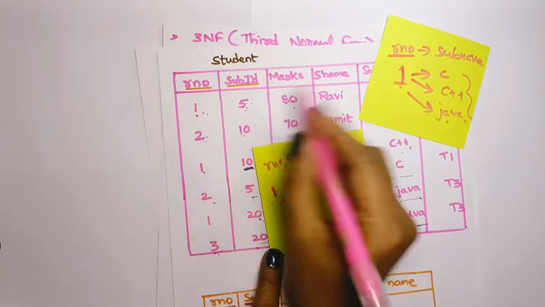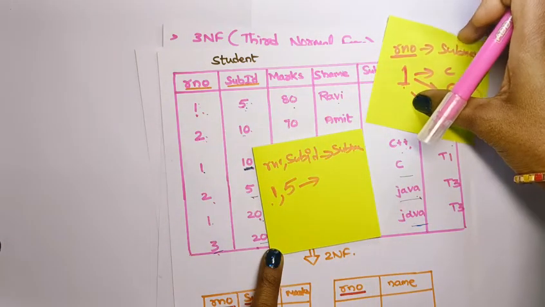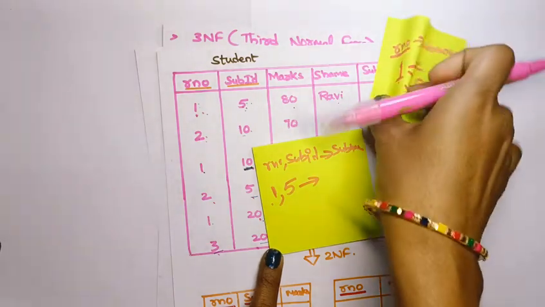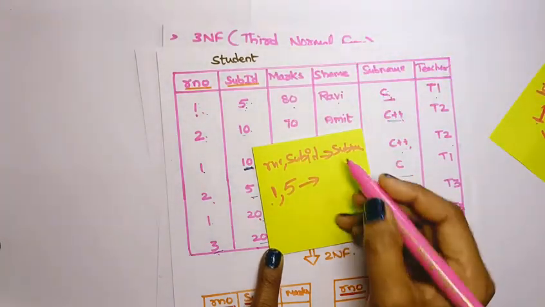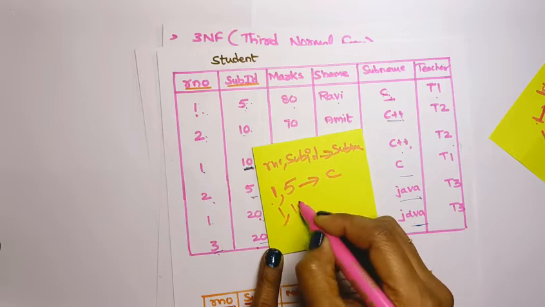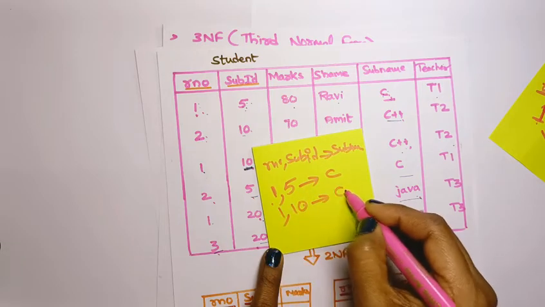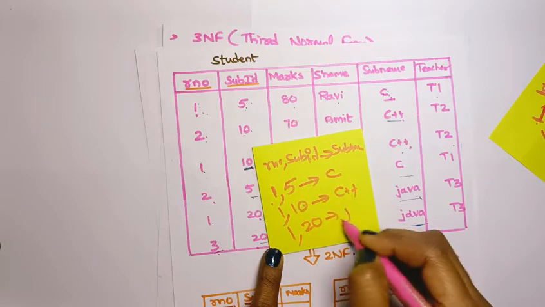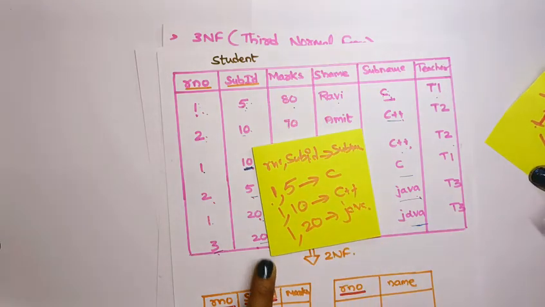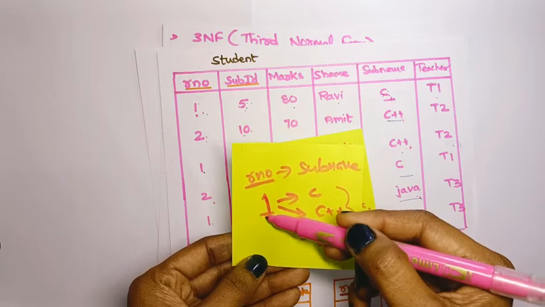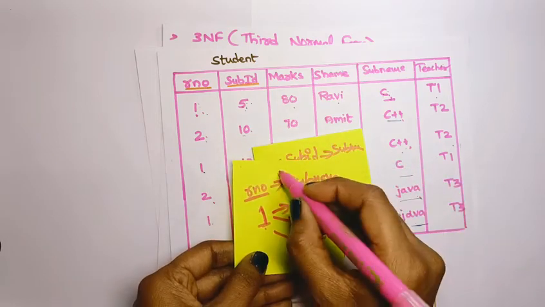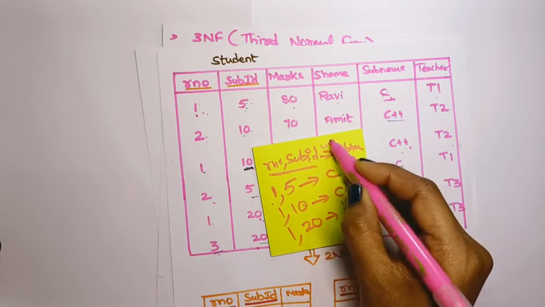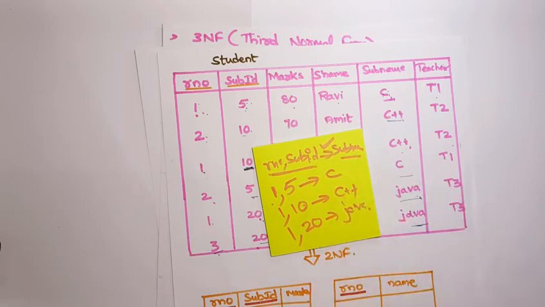Roll number 1, subject ID 5 means he joined for the course C. Roll number 1, subject ID 10 means he joined for the course C++. Roll number 1, subject ID 20 means he joined for the course Java. Like that you can tell. So here, roll number alone cannot identify the subject name. Along with the roll number and subject ID, we can mention the subject name.